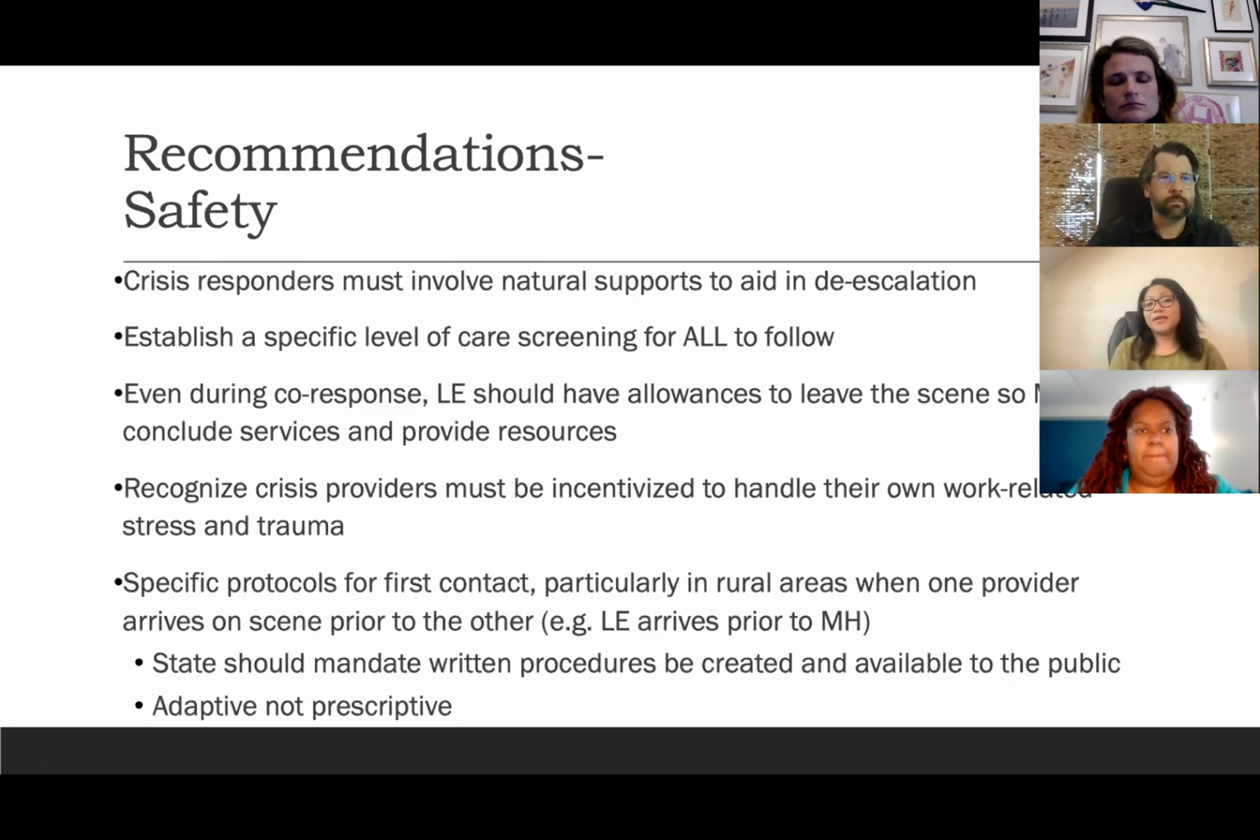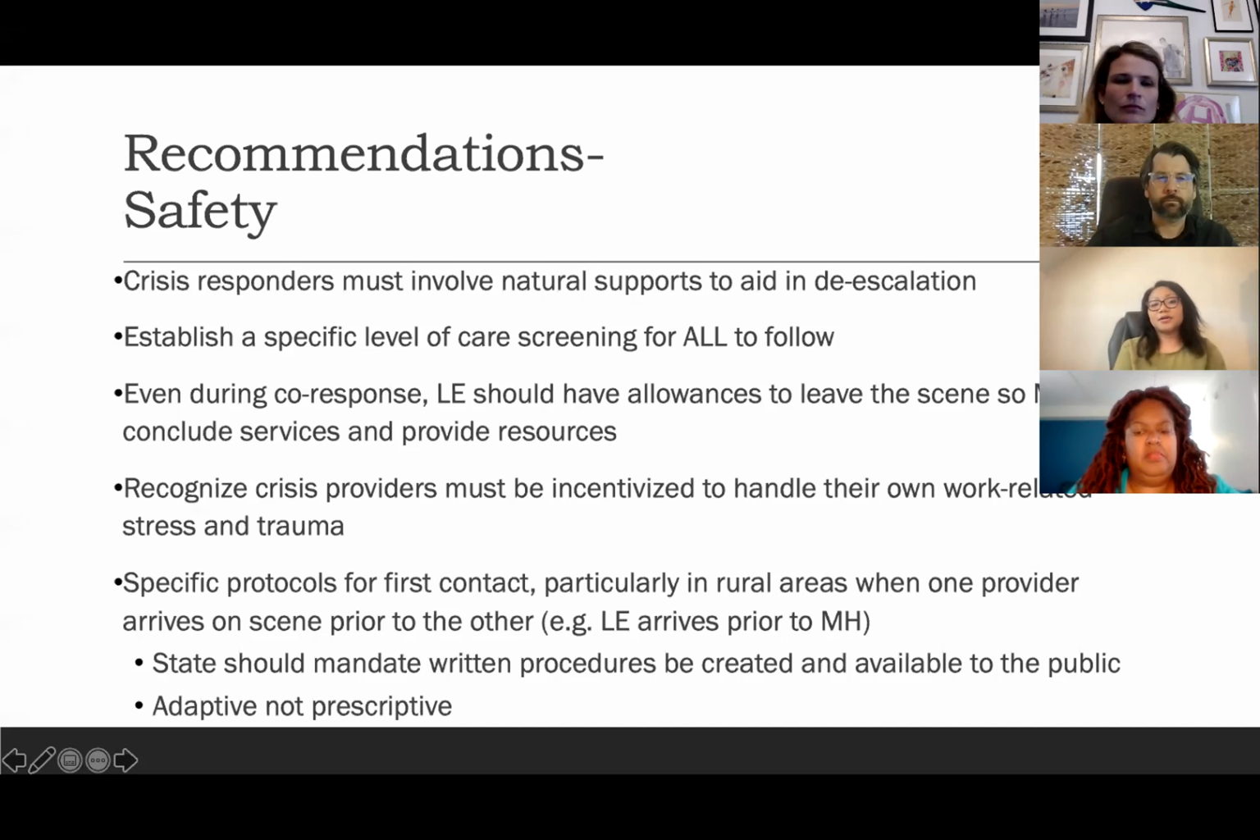Establish a specific level of care screening for all to follow. Even during co-response, law enforcement should have allowances to leave the scene, so that mental health may conclude services and provide resources. Recognized crisis providers must be incentivized to handle their own work-related stress and trauma.